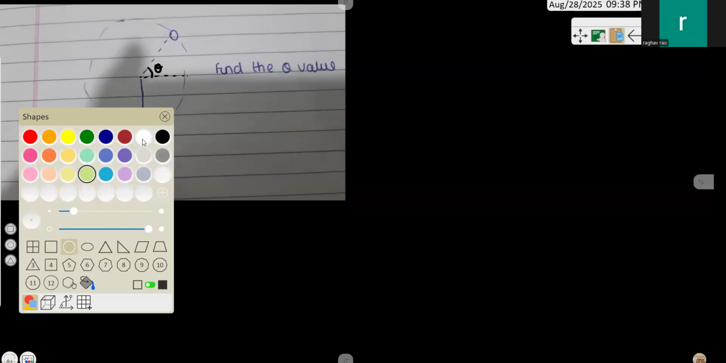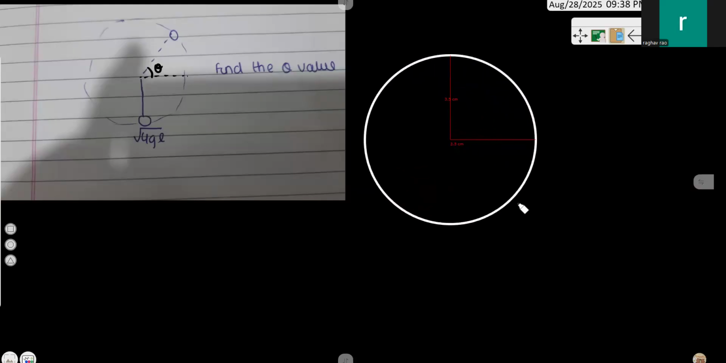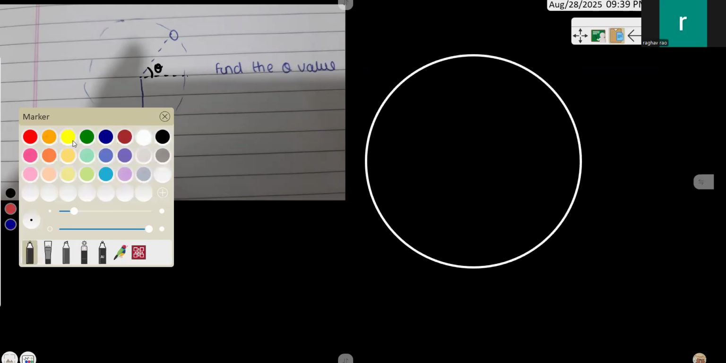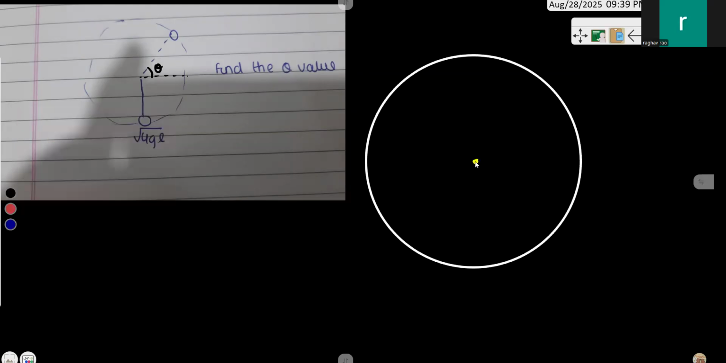Let us do this question. In this case, a simple pendulum is present and a bob has been projected with a velocity of root 4gl from here. It will go to some place here, and at this position it will fall down, and he is asking this angle theta.